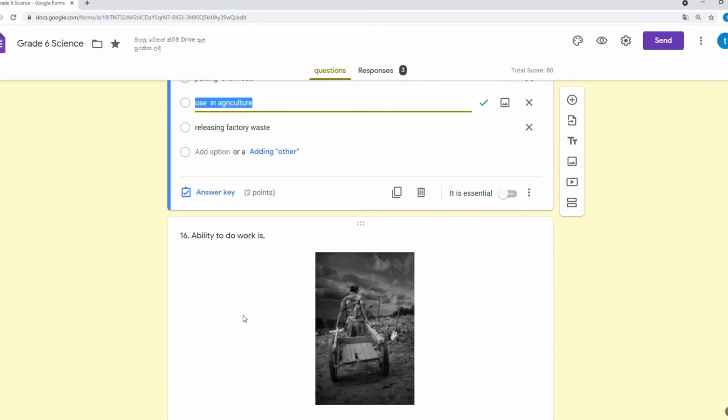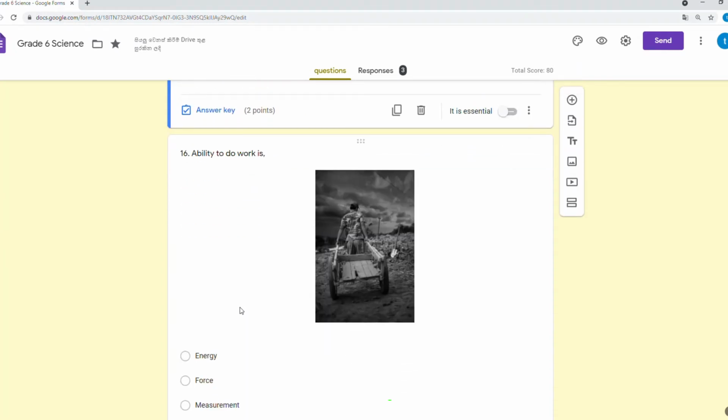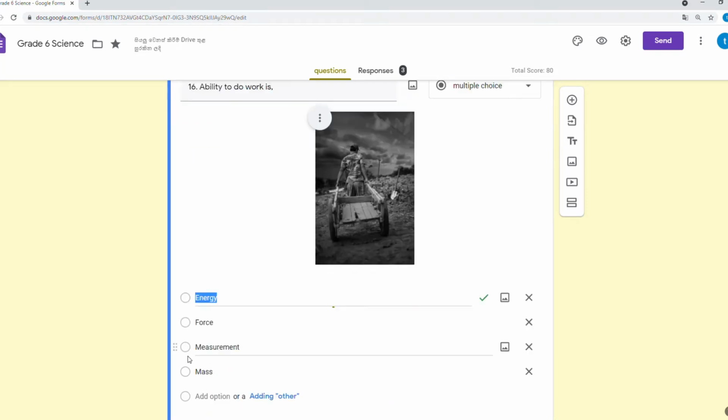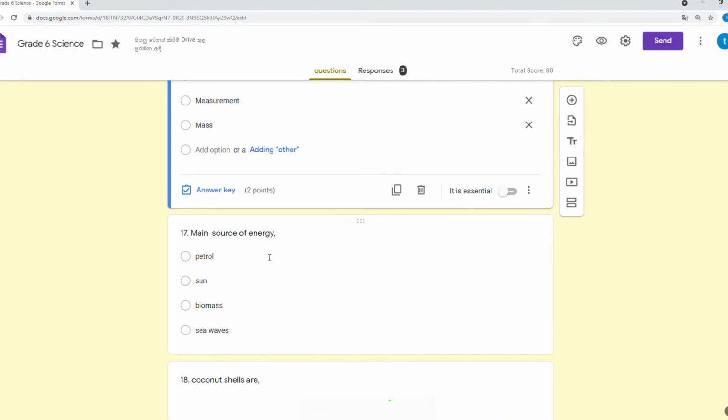Now number 16. I asked for a definition here. Definition means the real meaning of that. Ability to do work. If we can do work at any place, at any time, that means we have energy. So your answer is energy, the first one. That is a very simple one. Here, all of you know what the unit of energy is? That is joule. We use the joule as the SI, standard unit of energy. Right.